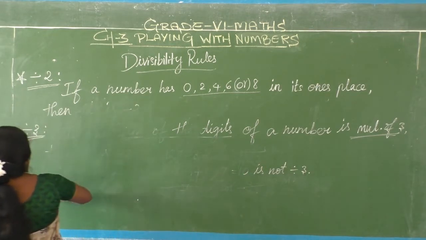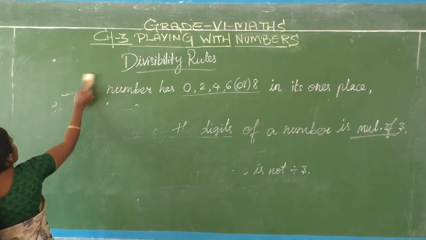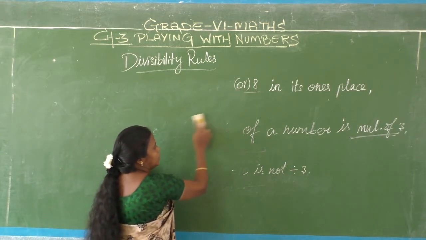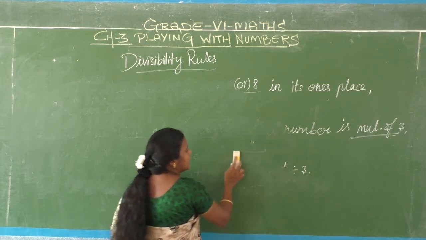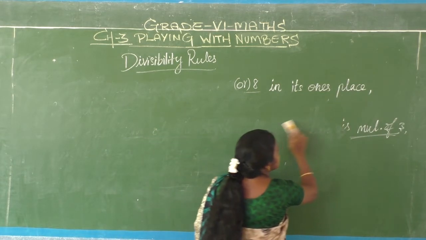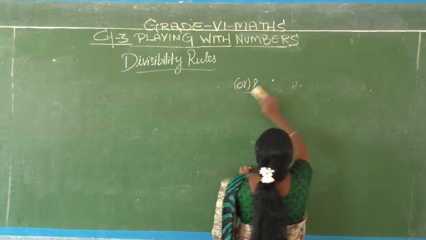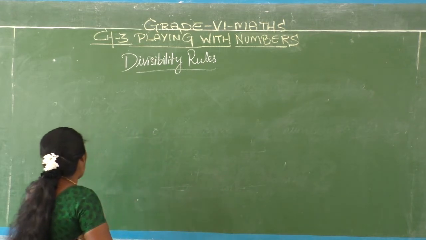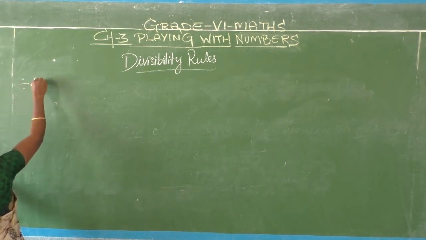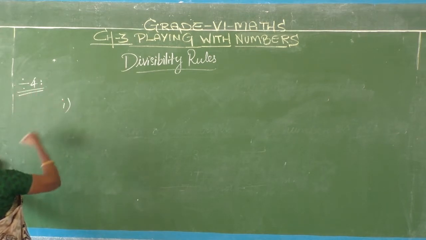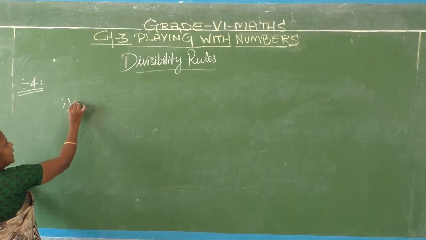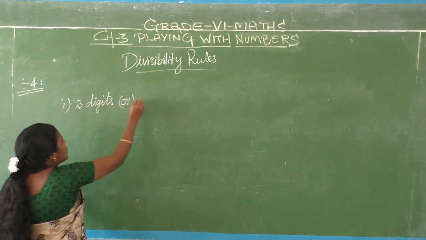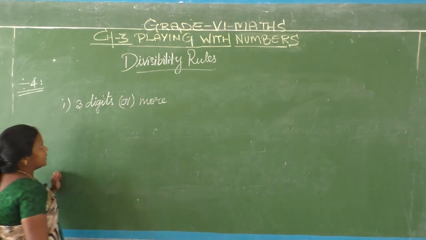Next, divisibility by 4. This rule has two conditions. One is, before applying the divisibility by 4 rule, the number must have 3 digits or more than that. 3 digits or more than that.